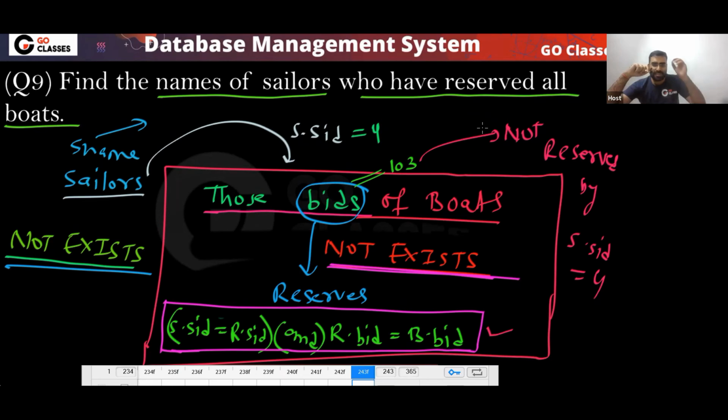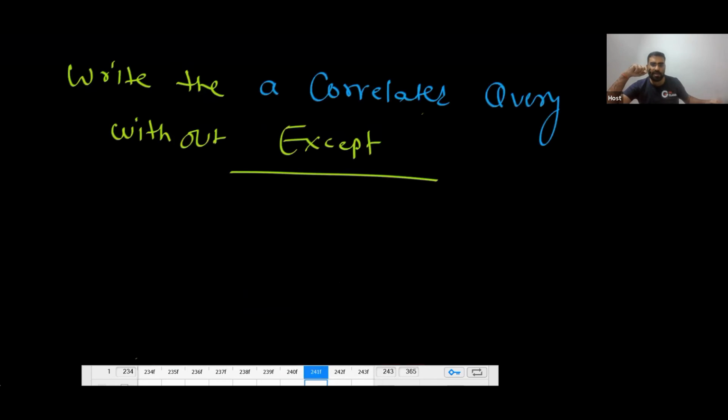Did you understand? Yes or no? This type of boat should not exist, for which there is no entry in the Reserves table with that SID. Think like this. Okay, is this clear? So maybe I can write the same idea.